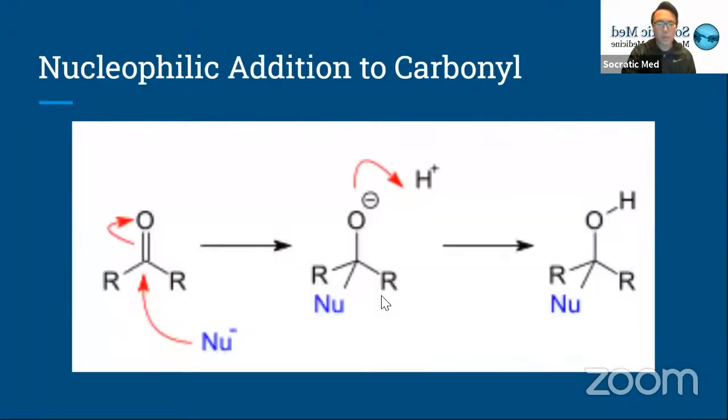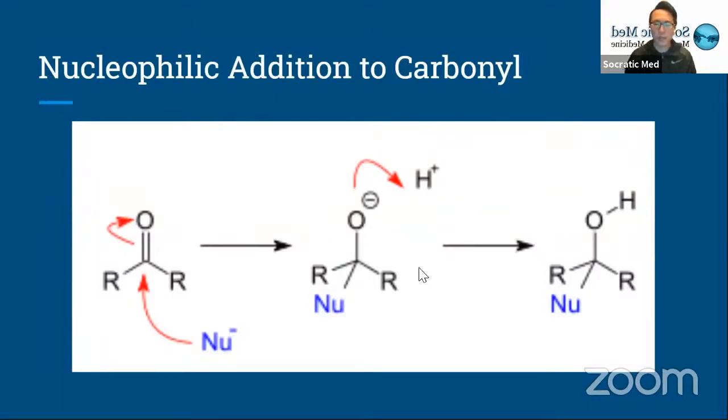So this is the mechanism for the reaction. As you can see here, this blue nucleophile will attack the carbonyl carbon due to the partial positive charge. This causes the electrons from the double bond to move onto the oxygen, and this causes a negative charge on the oxygen. And since aldehydes and ketones don't have any good leaving groups attached to them, it won't be able to reform the carbonyl by kicking off one of the substituents.